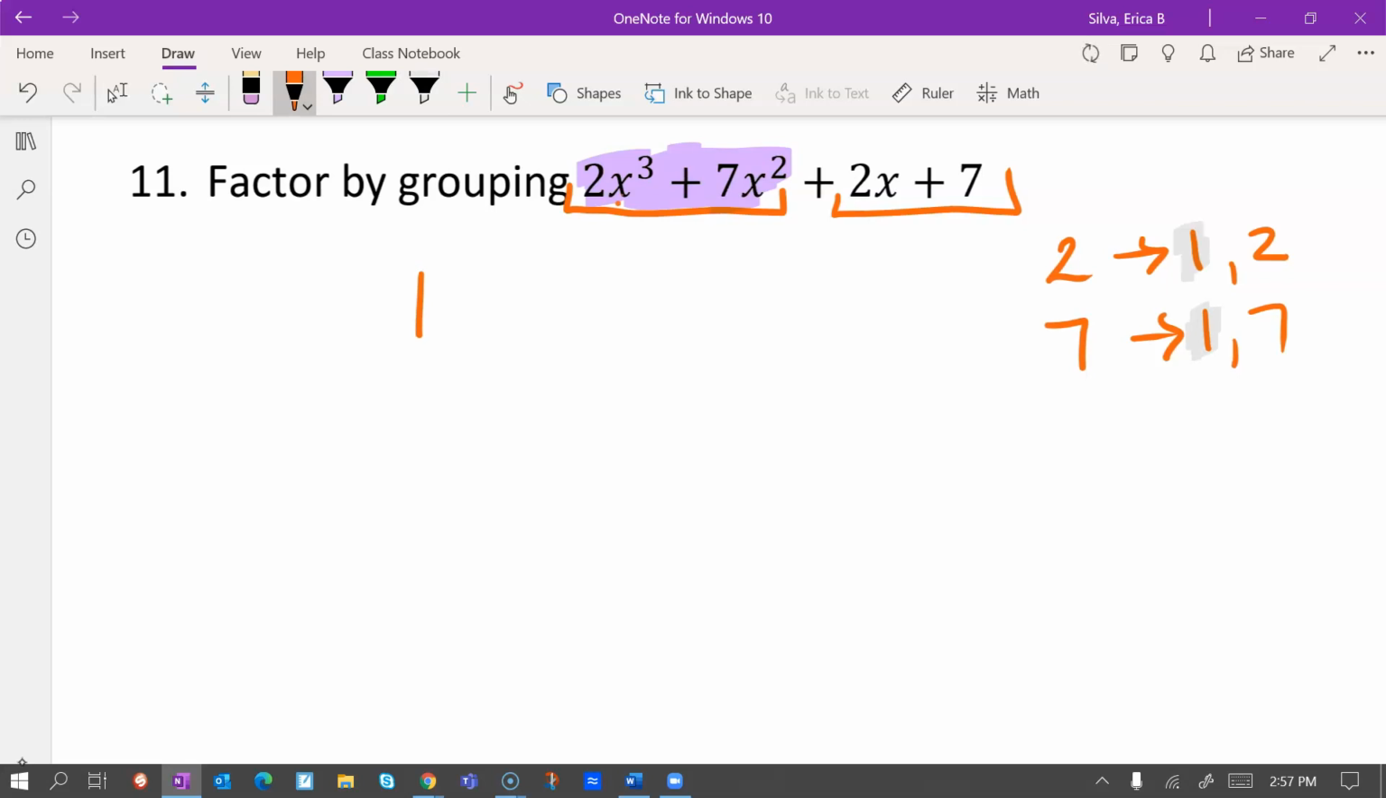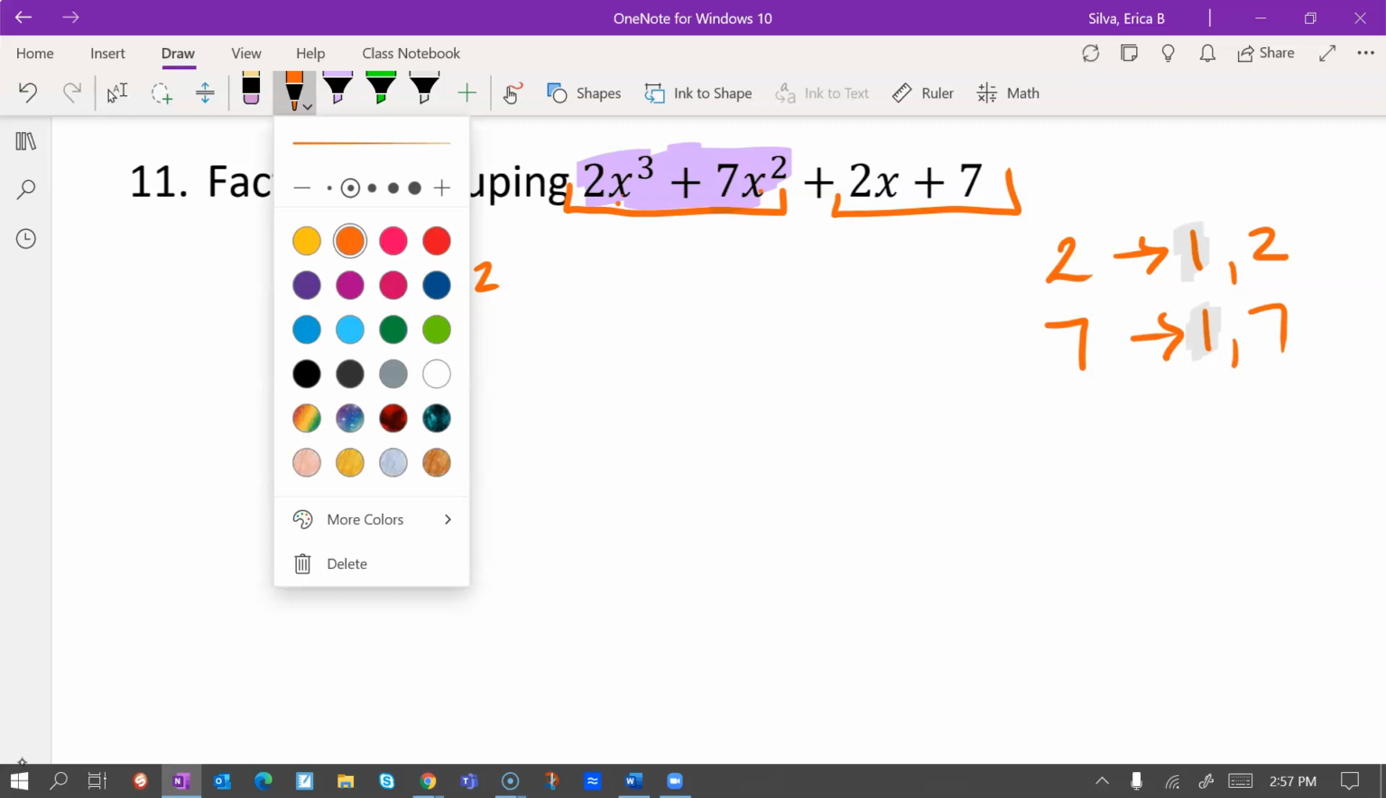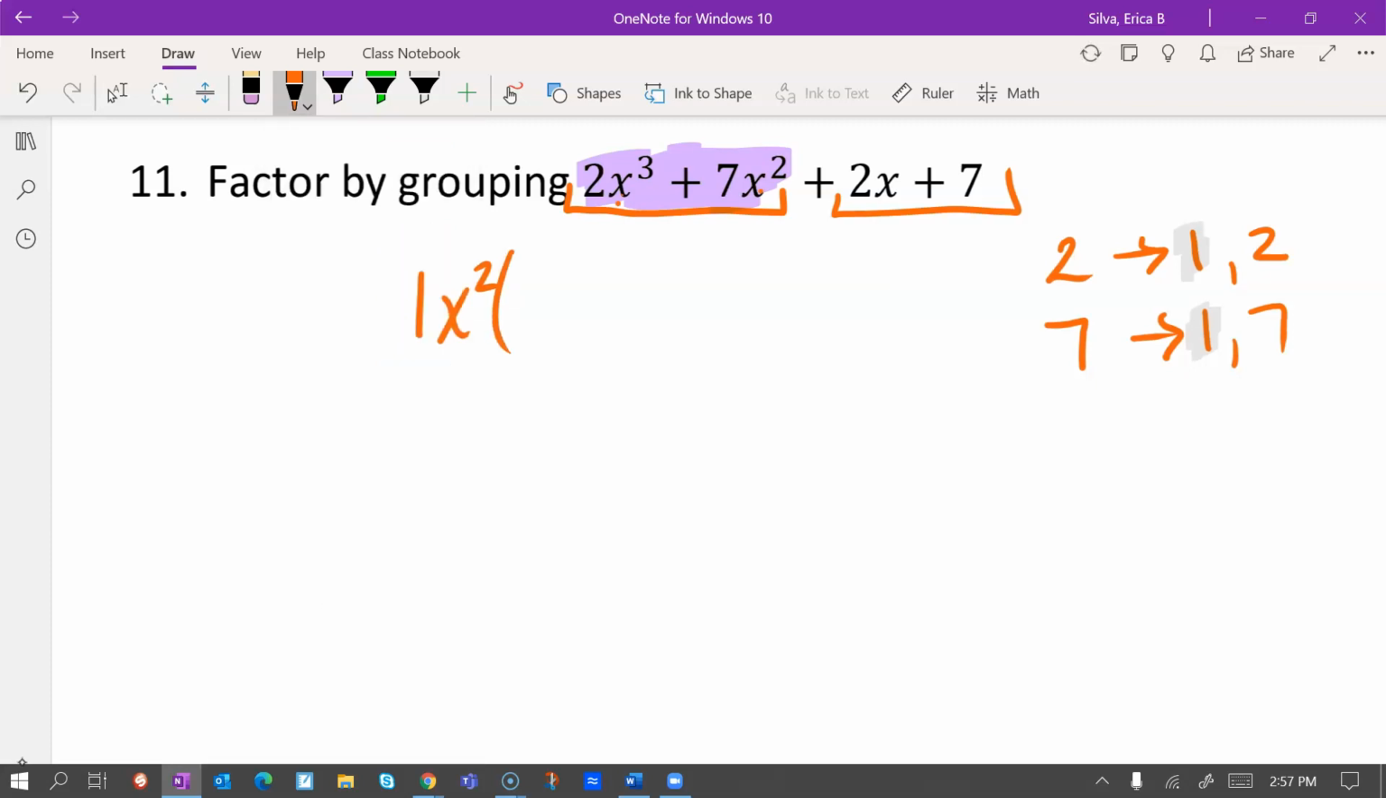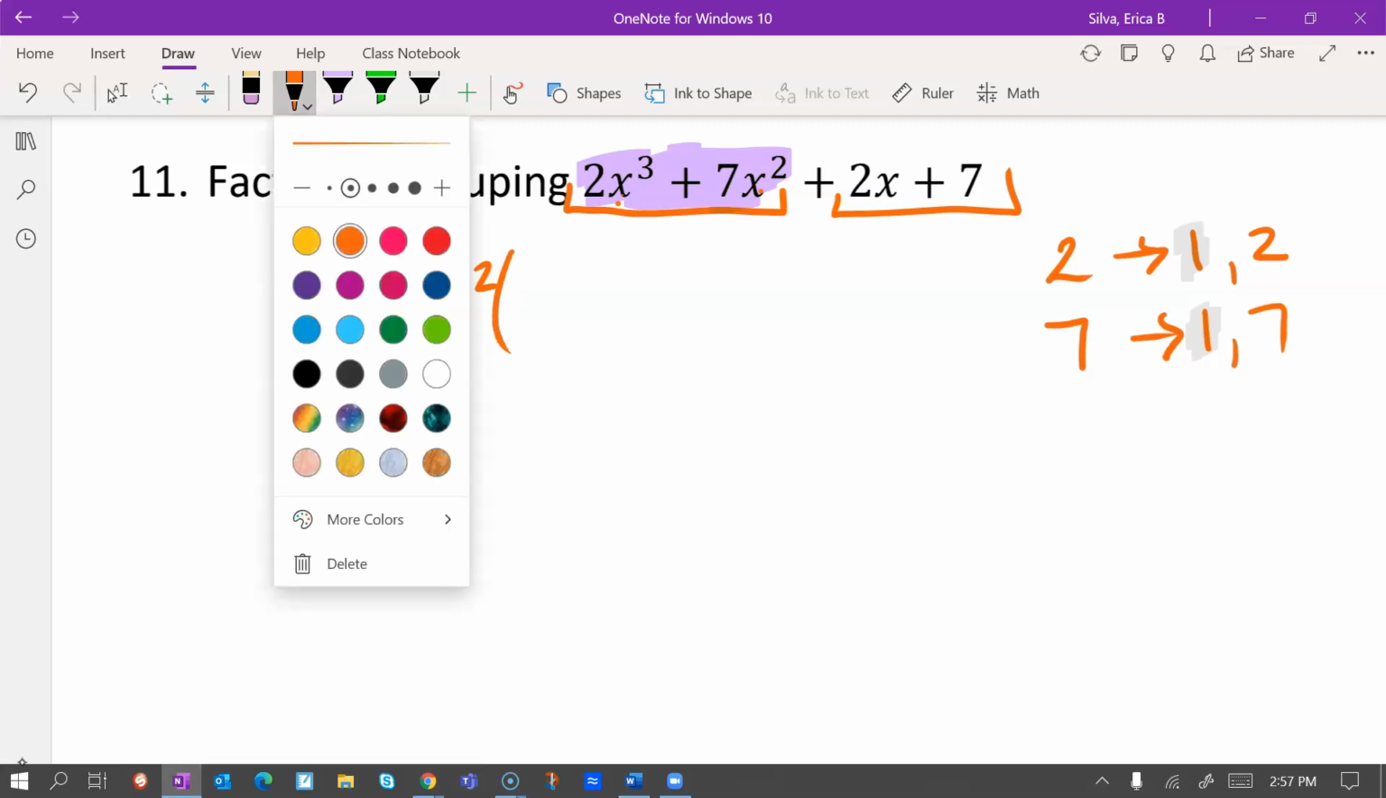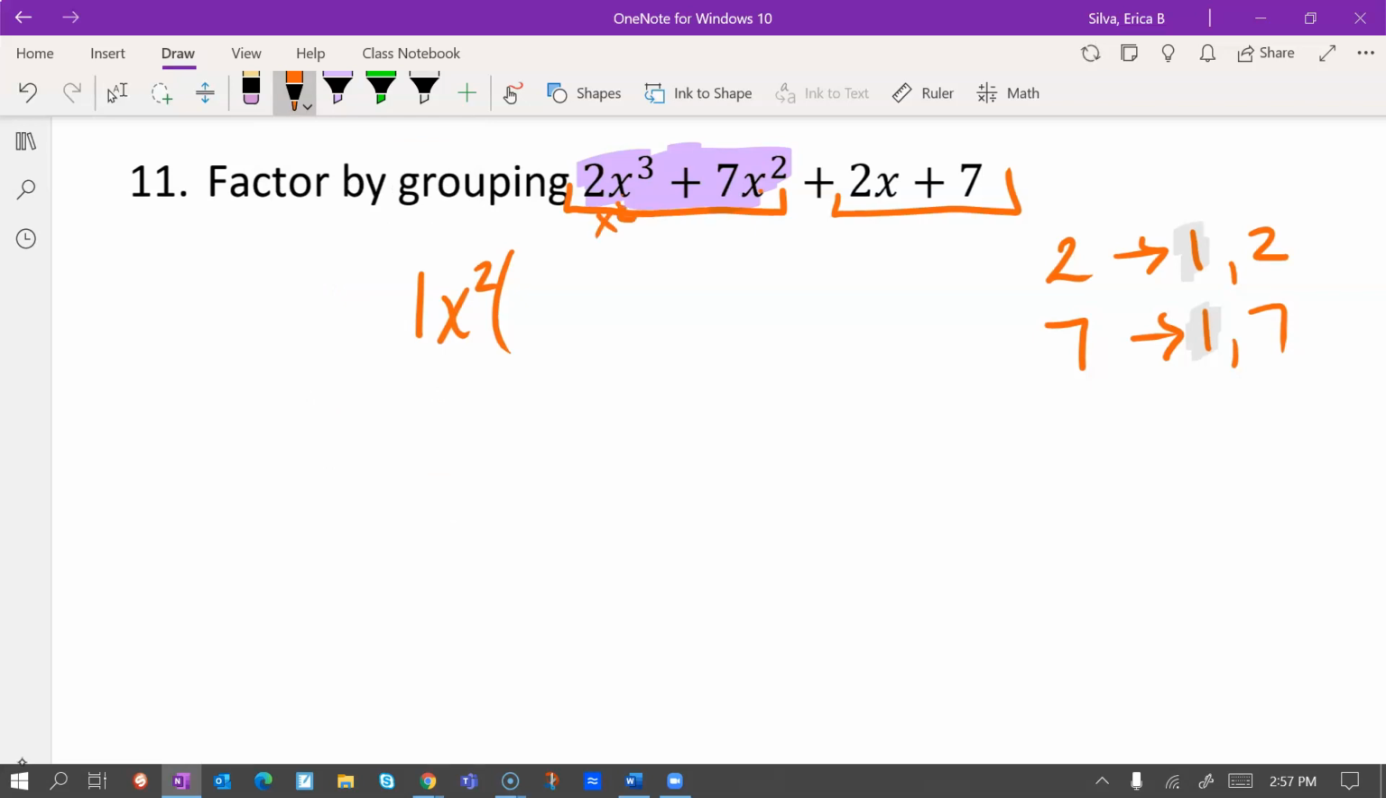And then if we have x cubed here and x squared here, they have x squared in common. So once you factor it out, you're basically dividing each term by x squared. And here we do 2 divided by 1 is 2. X cubed divided by x squared is x. Plus 7 divided by 1 is 7. X squared divided by x squared is 1. So that one stays like that.